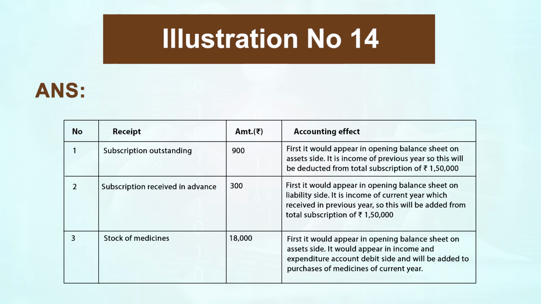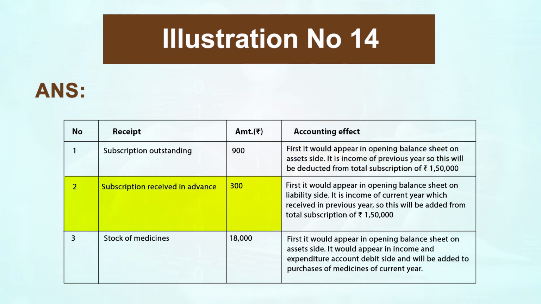Now, we will understand this with the help of this chart. Receipt side and its accounting effect. First in that is subscription outstanding 900. Now, we will say its effect. First, it would appear in opening balance sheet on asset side. It is the income of previous year. So, this will be deducted from total subscription of rupees 1,50,000.